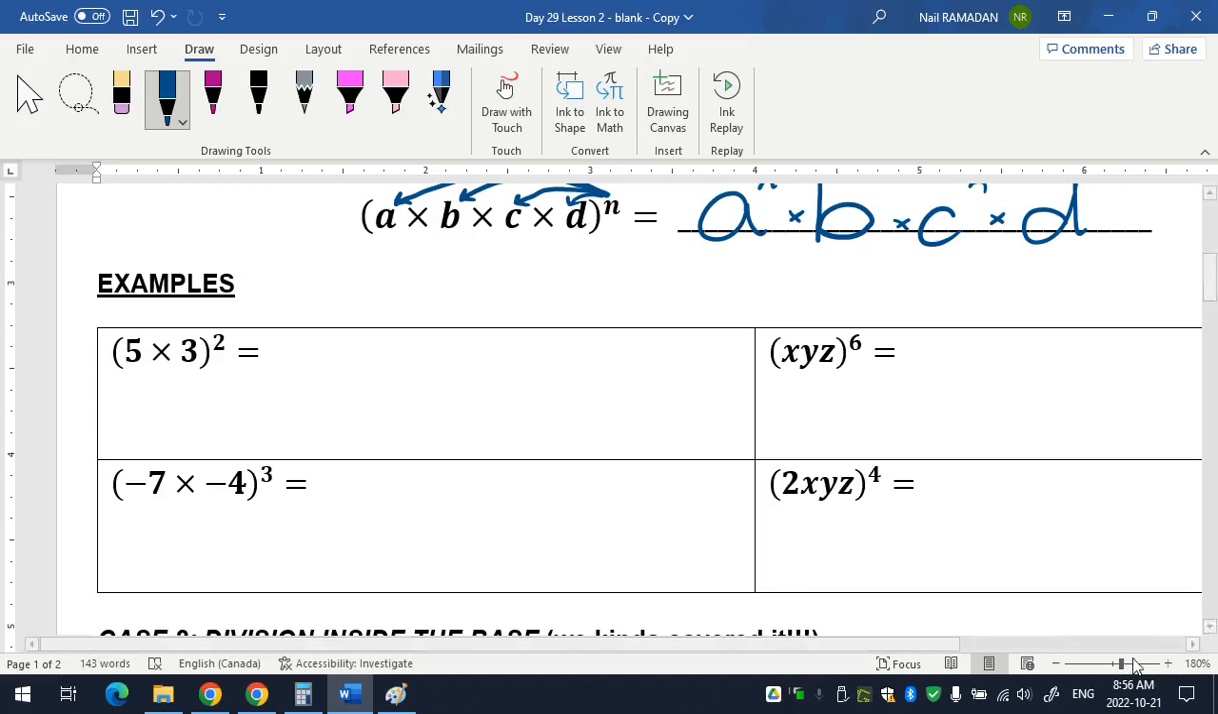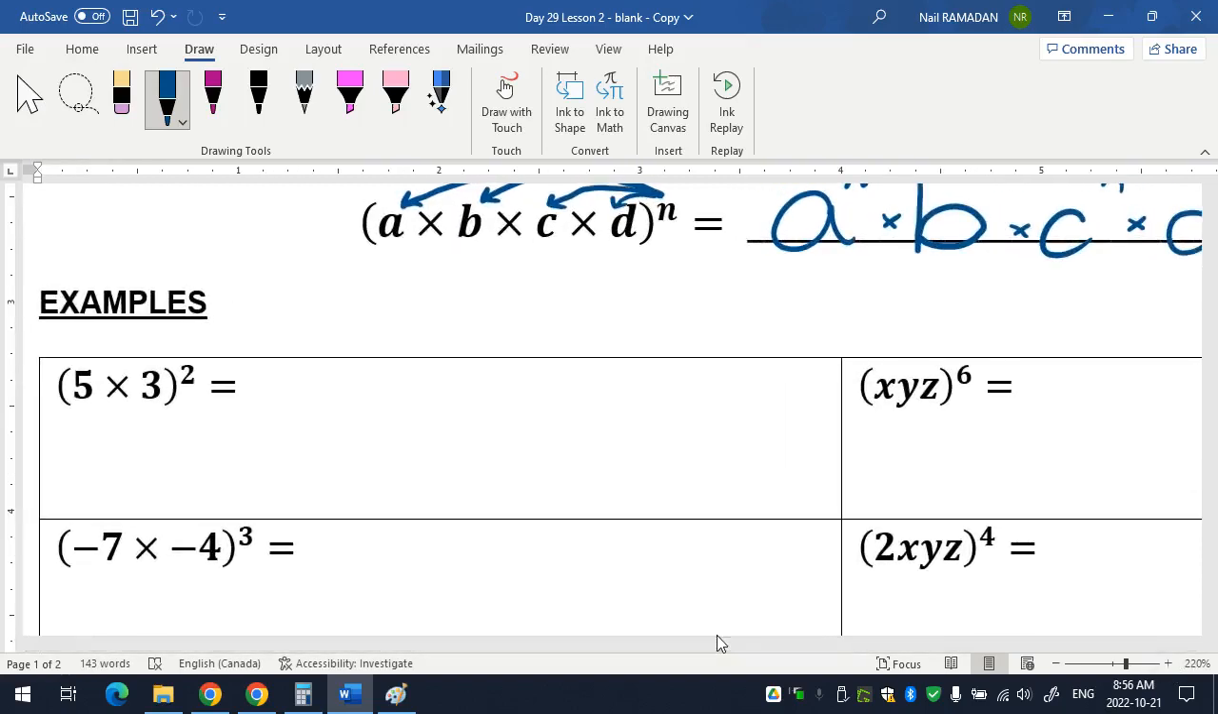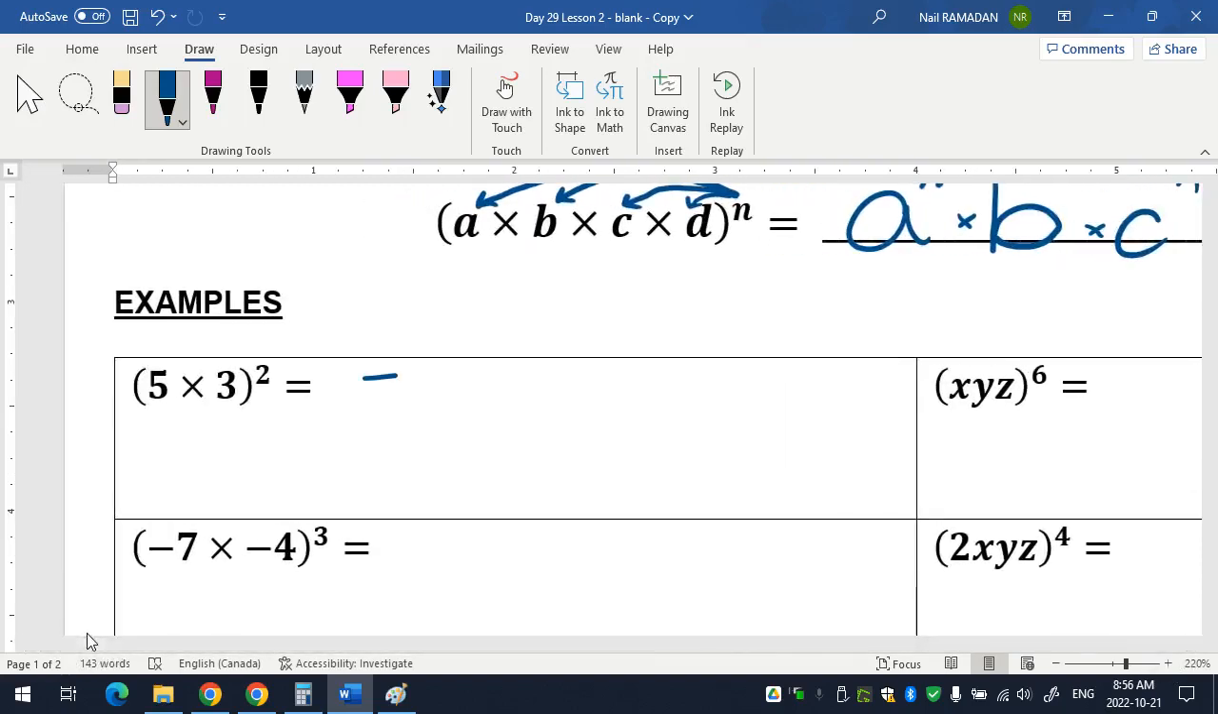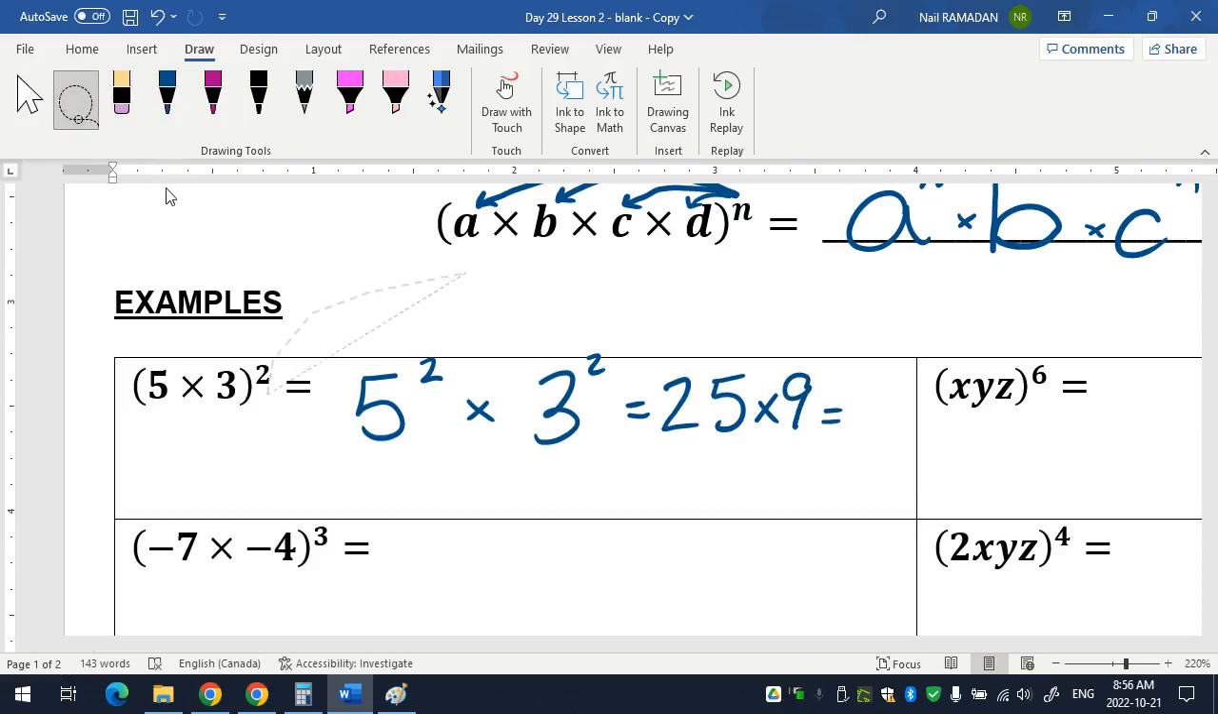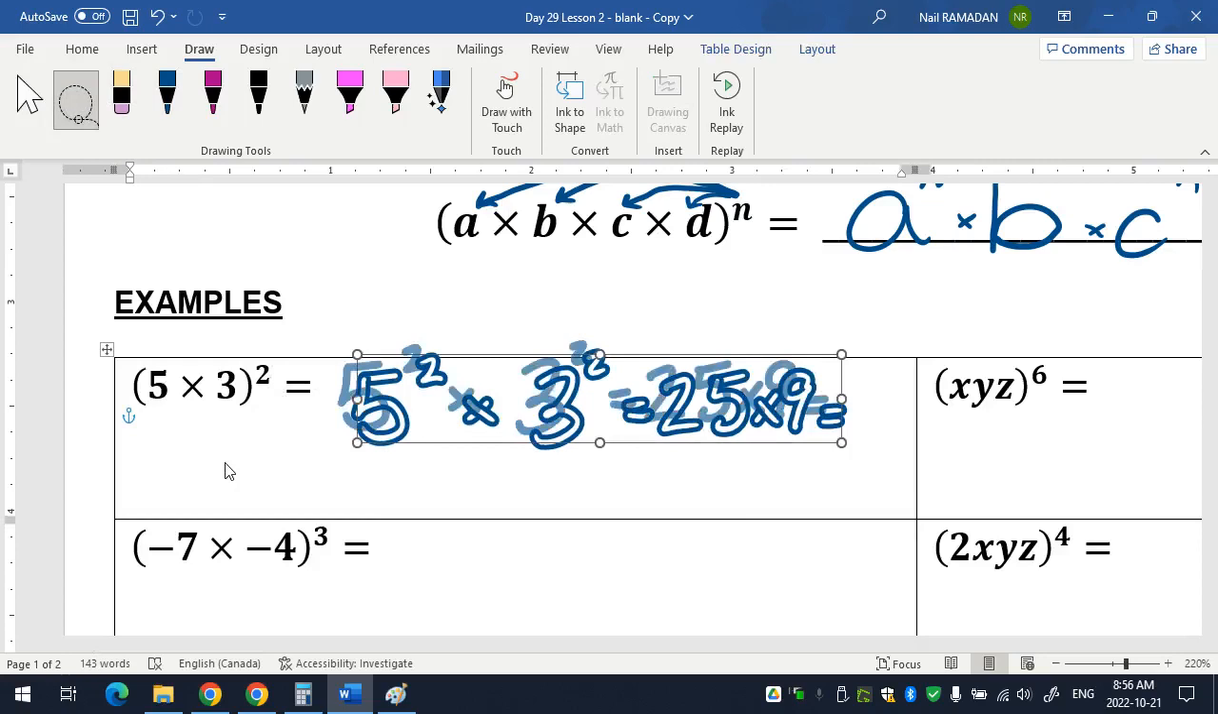So let's just go and say, you don't have to show me the arrows. You can just jump straight to the result. 5 to the 2 times 3 to the 2. How much is 5 squared? 25. How much is 3 squared? 9. What's 25 times 9? 225. You got it.